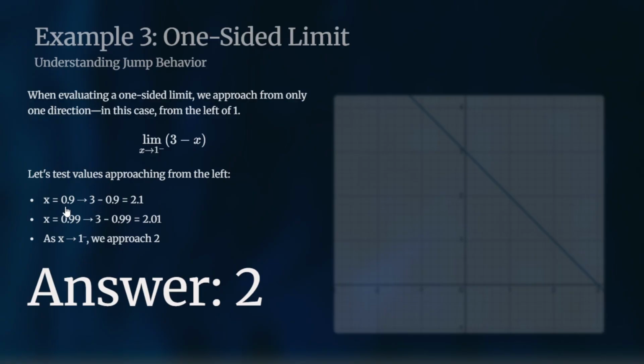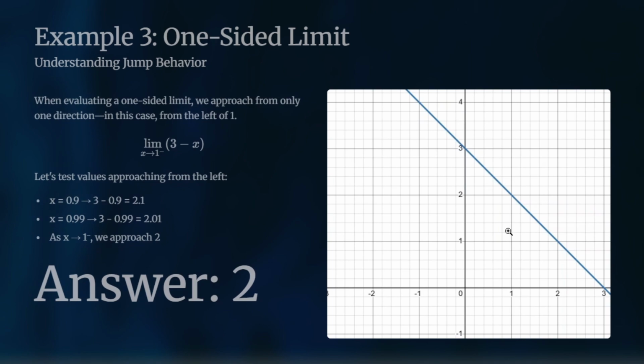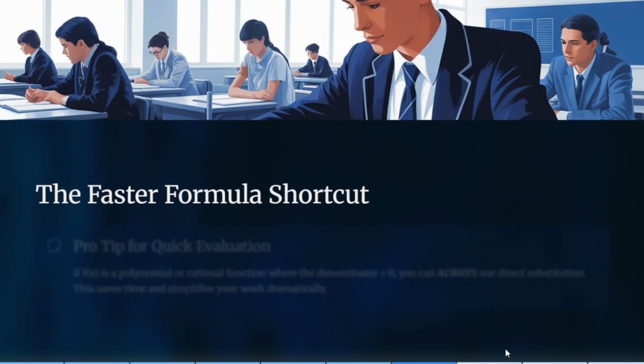So when x equals 0.9, 3 minus 0.9 is 2.1. If we plug in x equals 0.99, 3 minus 0.99 is 2.01. So we could keep this going and do x equals 0.999 and x equals 0.9999, but we will see that as x approaches 1 from the left, the function will approach 2. And if we look at the graph, this is a straight line. As x approaches 1 from the left, we can see that the function gets closer and closer to 2 right here.